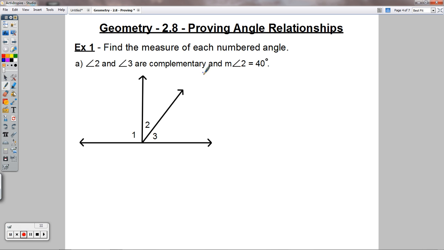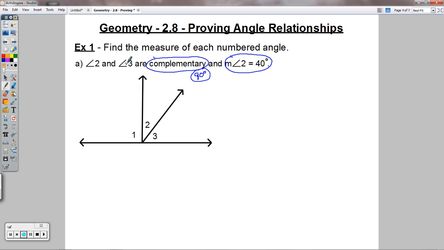Example 1, find the measure of each numbered angle. Here we have angle 2 and angle 3 are complementary. This means they add to 90. So I'll make a little note of that. That's 90 degrees together. And then the measure of angle 2 equals 40. Those sound like 2 pretty important pieces of information there. I'm going to label that on my picture.